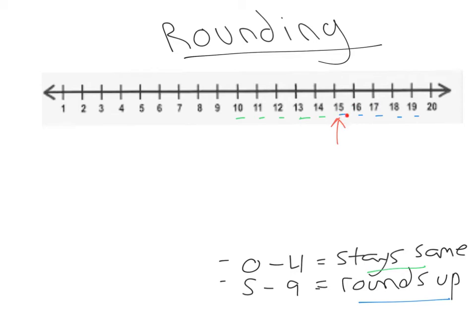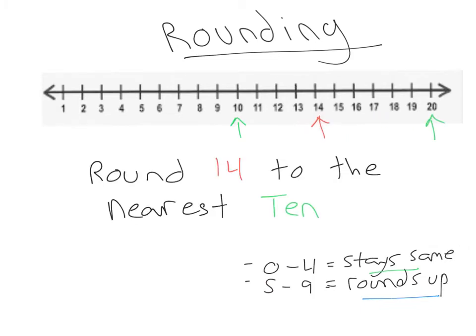So even though it seems like 15 is right in the middle, which it is between 10 and 20, in terms of rounding, it does fall on the side where we round up. So try and remember that. The 5, which seems to be the trickiest for kids, requires you to round up. Let's do a couple more practice questions.